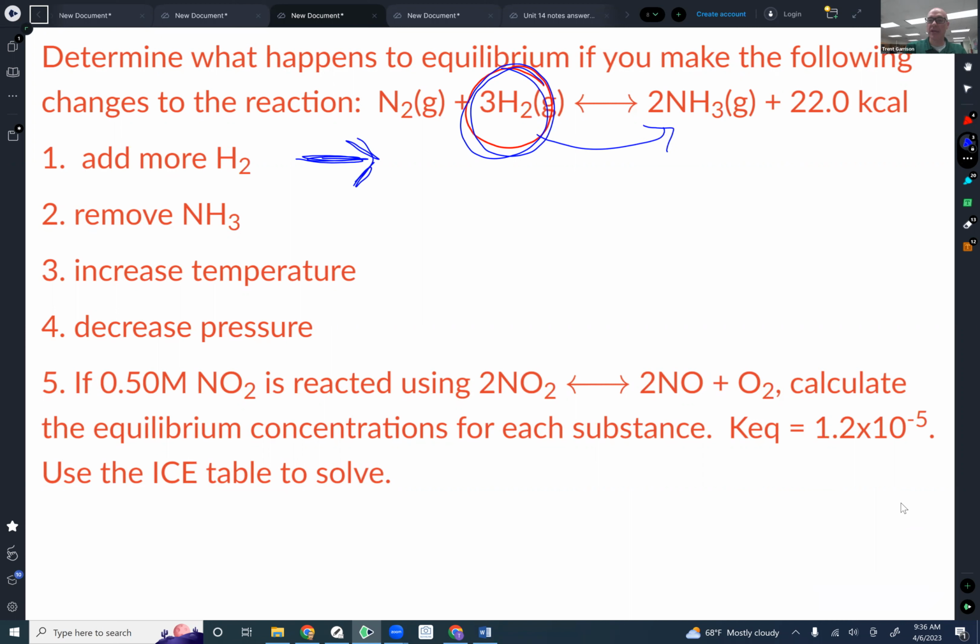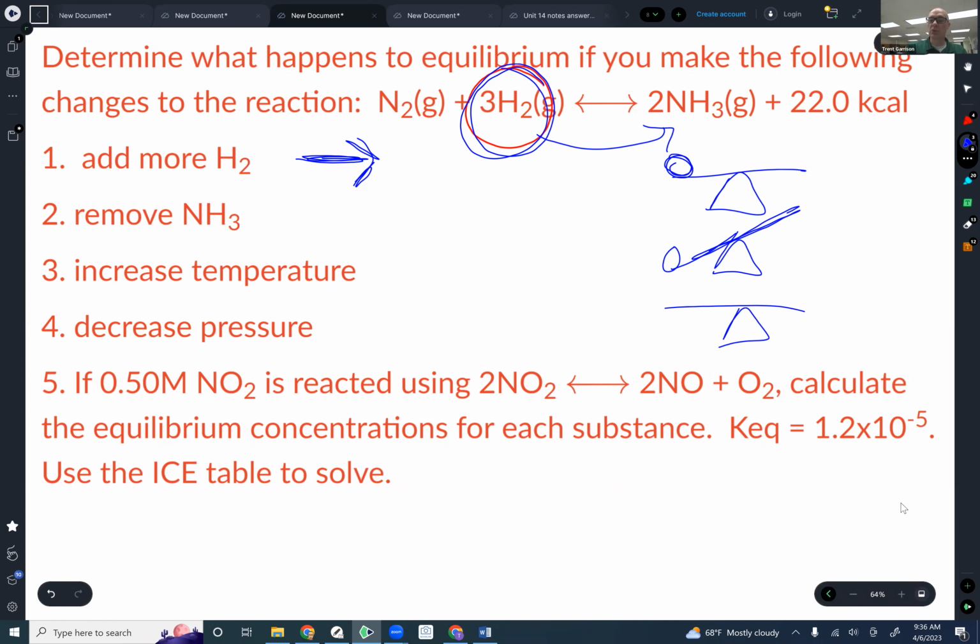So just imagine you have this balance, and if you've added some weight to one side, that balance is going to now shift. So it's going to try and get itself back to being equal. So it's going to move some of that material to the right side. So that's how we envision this.